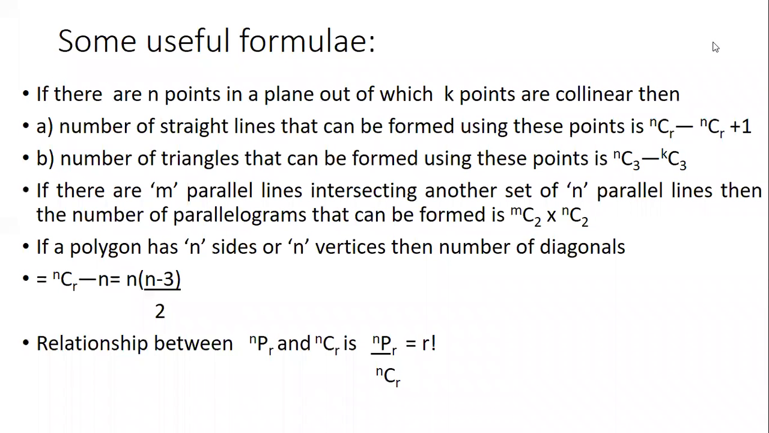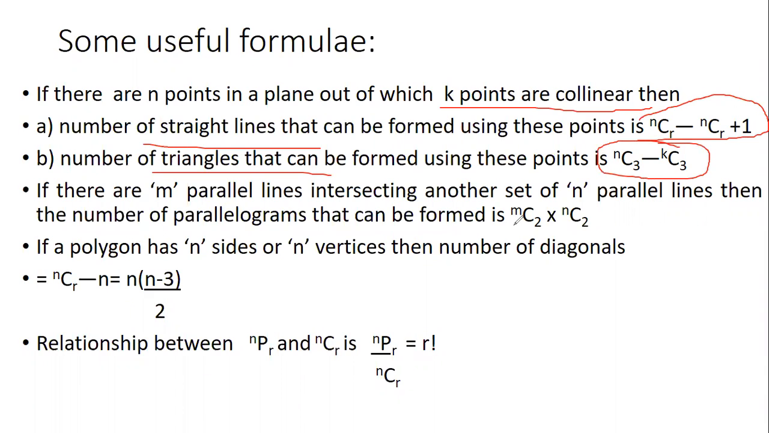Apart from that, you have some more useful formulas. If at all in the problems they ask you to find if k points are collinear, and there are straight lines, you have to form a triangle. All those times you have to use a certain formula. So you just have to remember all this. We'll find an easy way to remember later. Then if there are parallel lines, parallelograms, polygons, all that we will be able to do. And this also is an important formula.